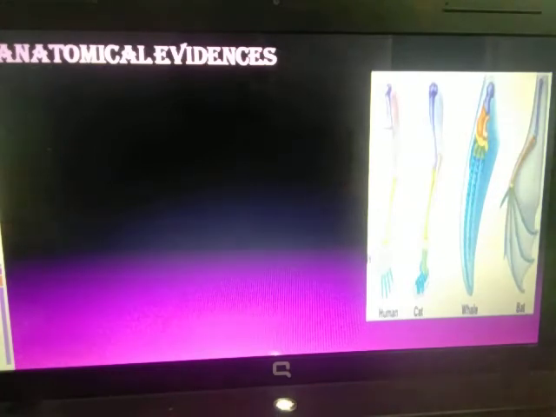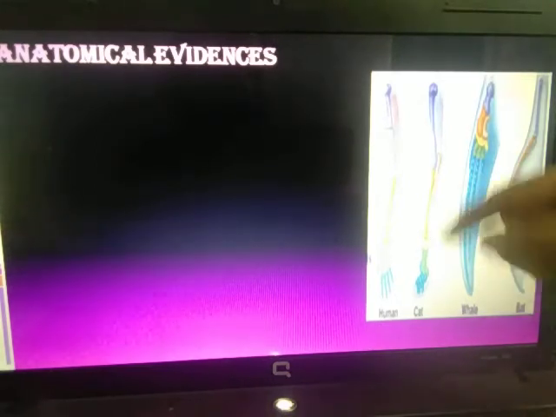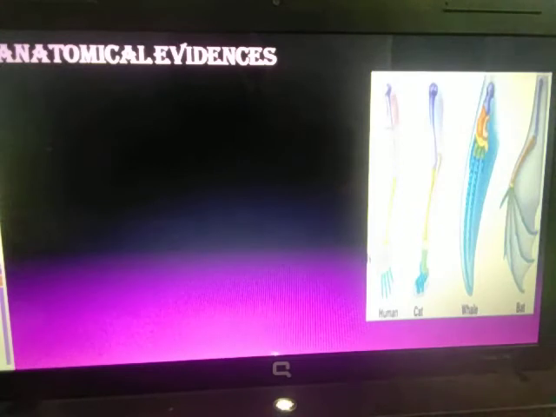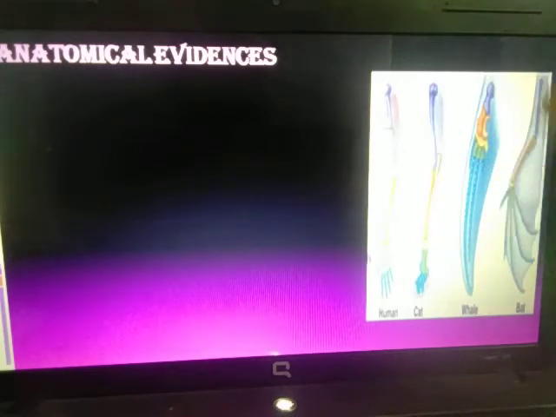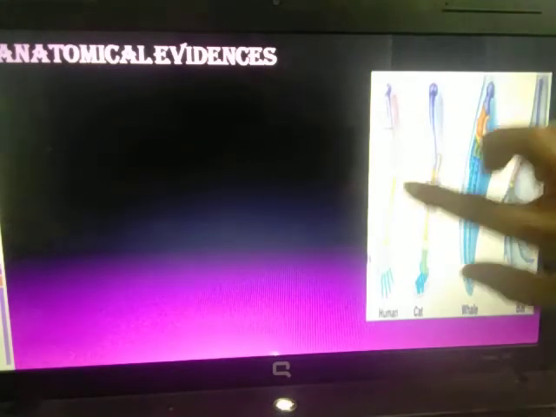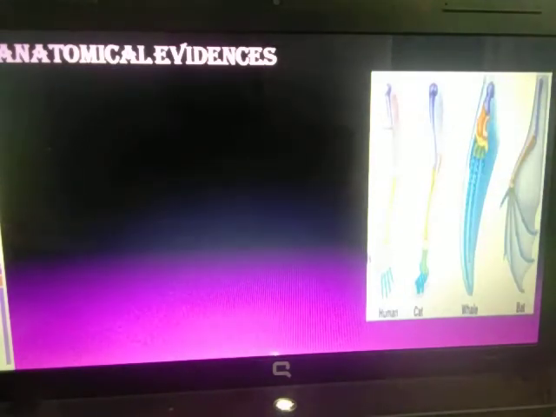The patagium of the bat is used for flying. The flipper of the whale is used to swim. A cat's foreleg is used to run, like a leg. And the function of the hand in human beings, I don't have to tell you. So all their functions are different, and superficially they also appear different.